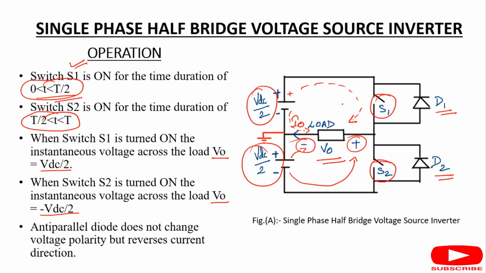Now what about the current during the switching operation of S1? As we know, the current enters the negative terminal and leaves from the positive terminal in the case of the supply voltage.